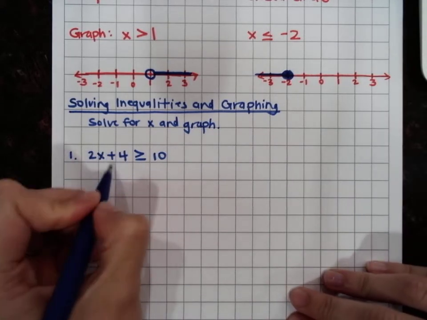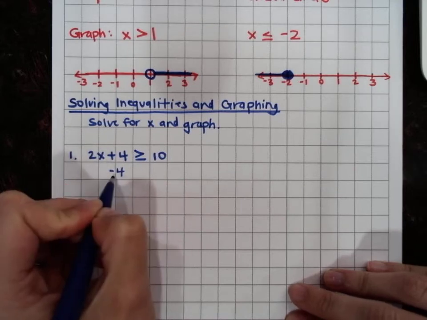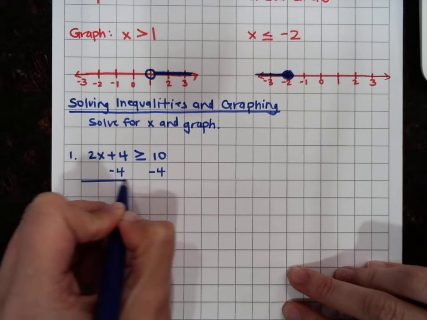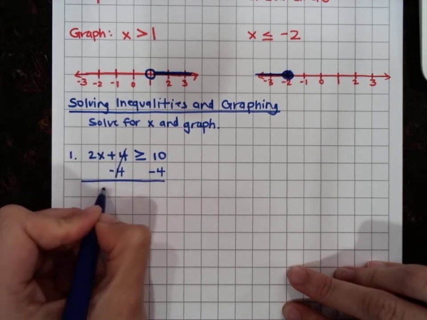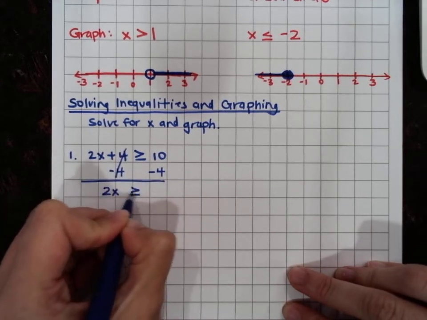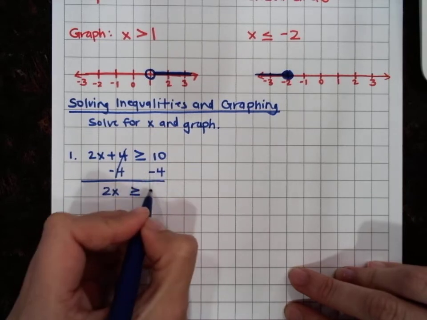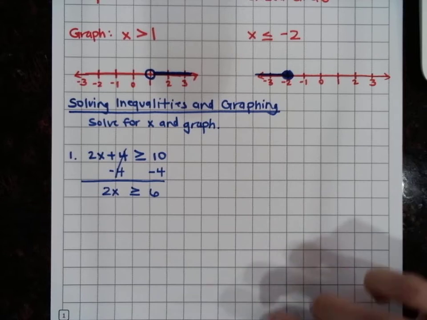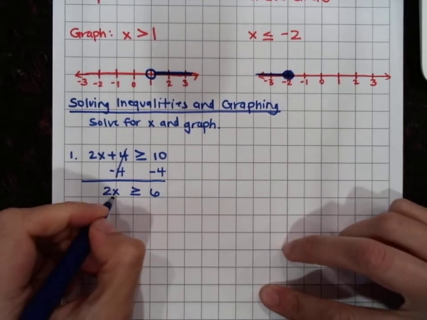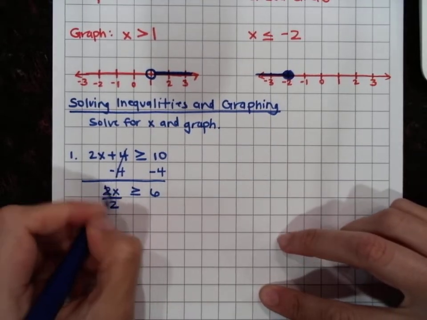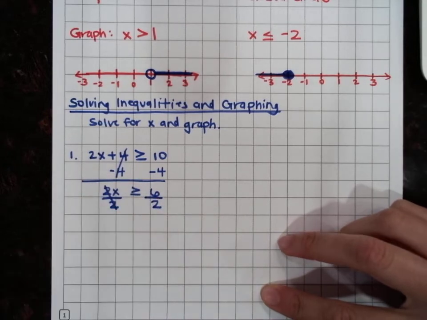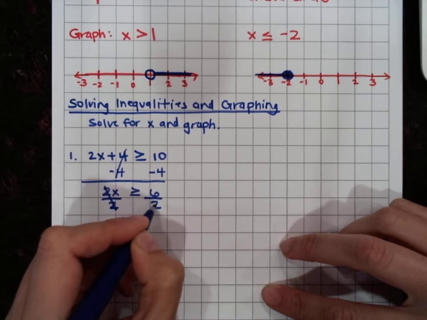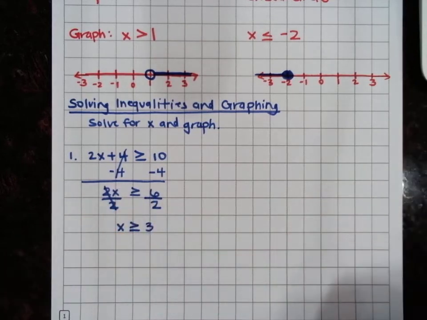So we undo this plus 4 by subtracting 4. Whatever we do to one side, we have to do to the other side. Our 4's cancel out. We're left with 2x is greater than or equal to 10 minus 4, which is 6. We still need to solve for x by dividing both sides by 2. And so we have x is greater than or equal to 6 divided by 2, which is 3.